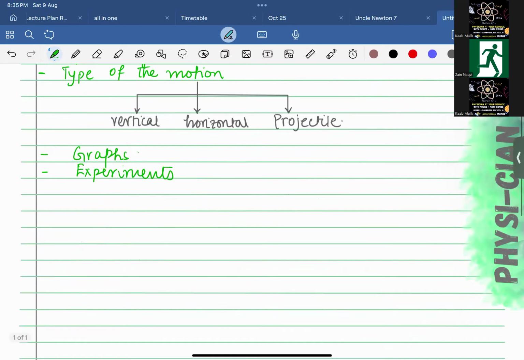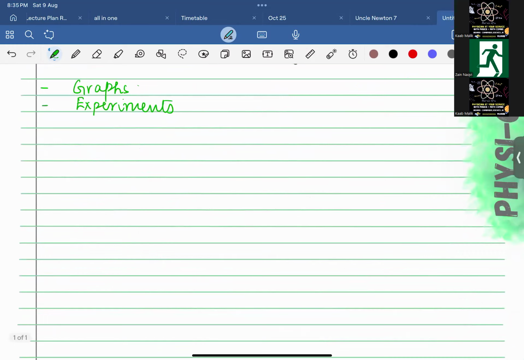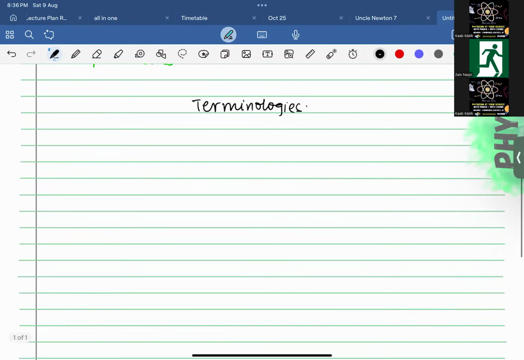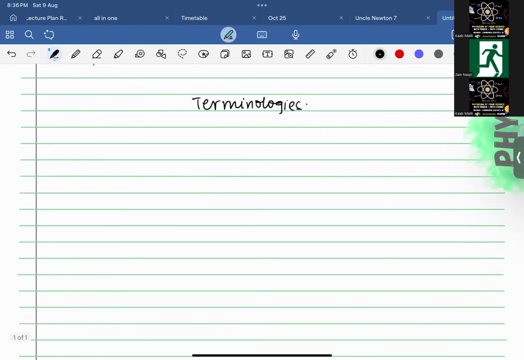So let's start with the terminologies first. We basically have 5 to 6 terminologies: the distance, the displacement, the speed, the velocity, time, and acceleration. These are the terminologies that we have to discuss.